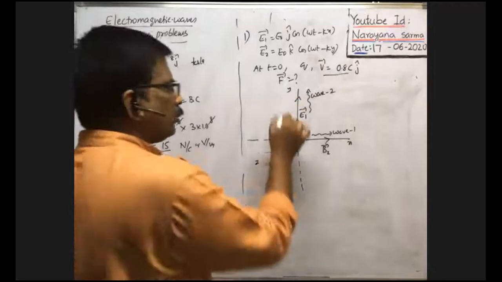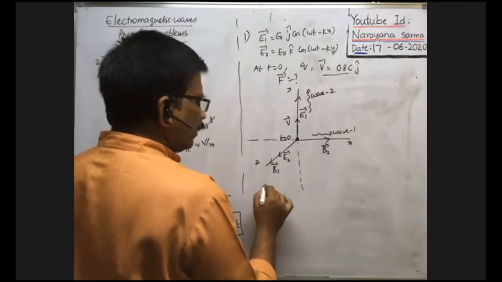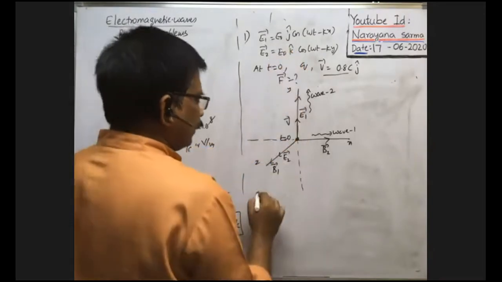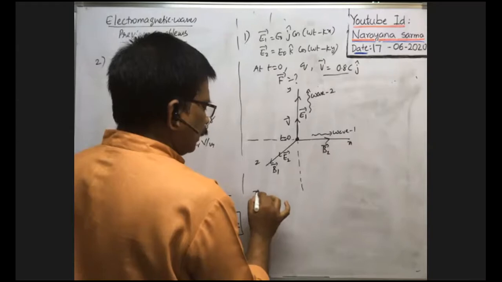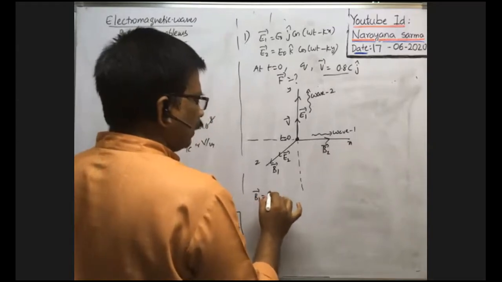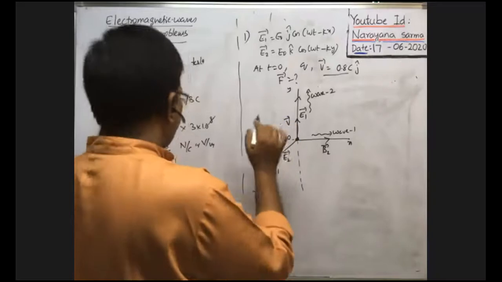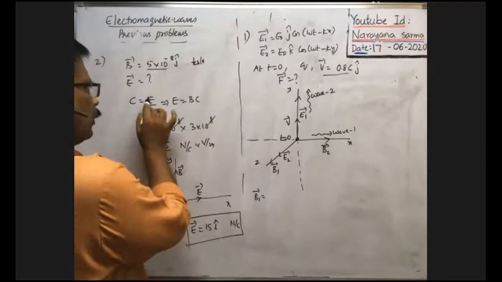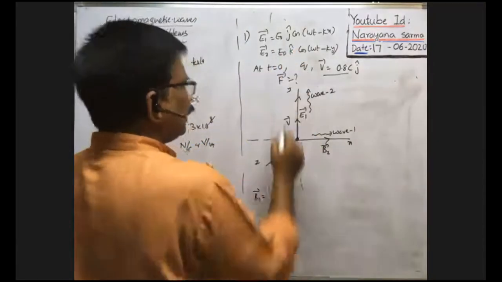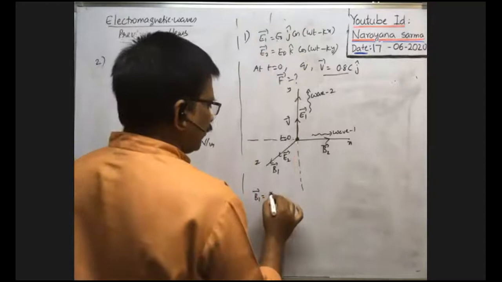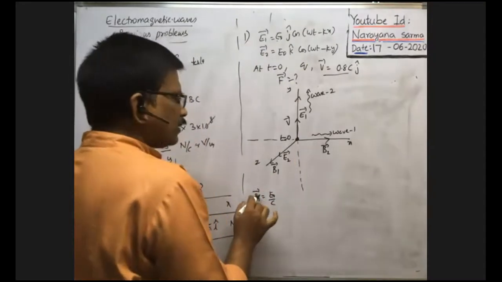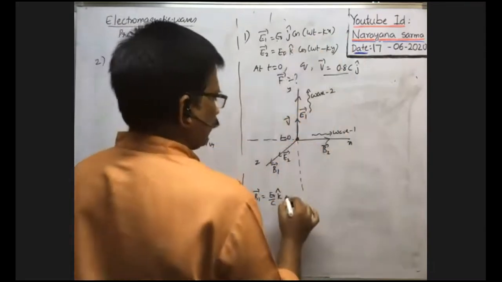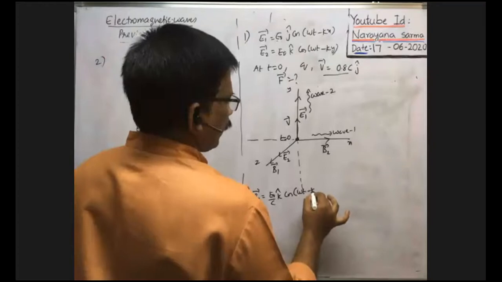Now E1, E2 are known. Then we can find B1 bar, the magnitude of B1. E1 bar, E2 bar are given in vector form. Then we find the magnetic field B1 bar. B1 bar is equal to B naught. What is the formula for B? B is equal to E by c, and here E means E naught. In case of the first wave, the electric field amplitude is E naught. That's why E naught by c into, what is the direction of B1? That is along z-axis, that's why k cap, into, as it is, you write cos(omega t minus kx).